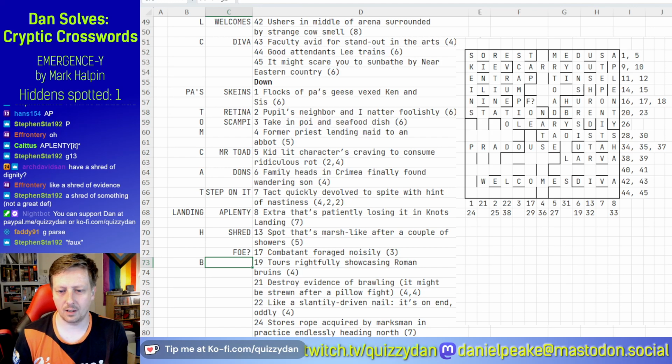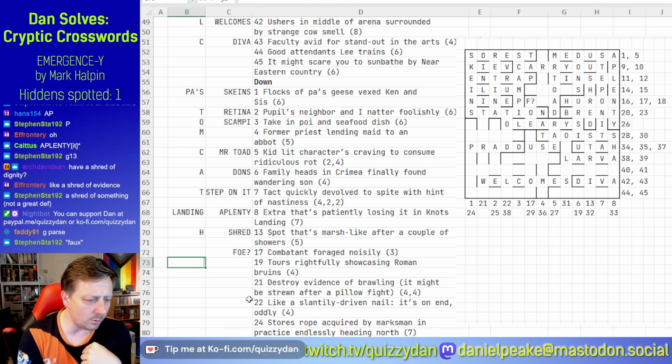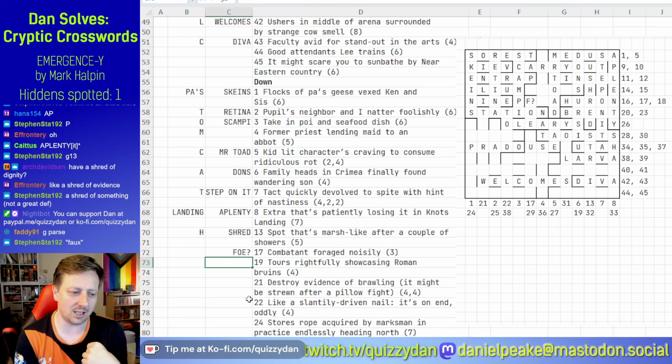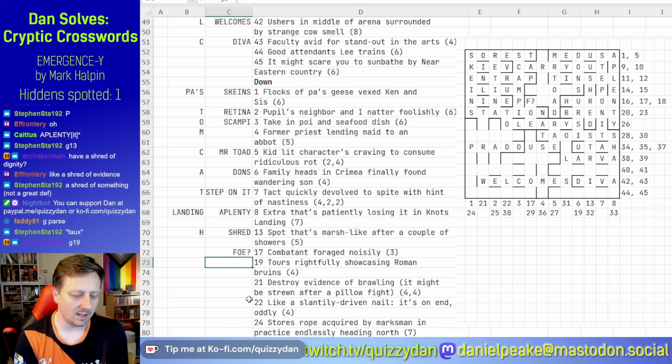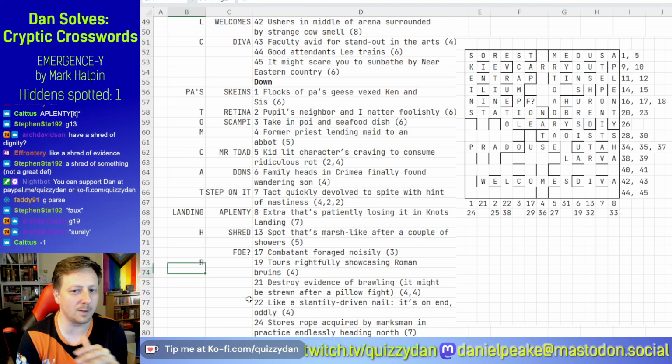19. Well, we have all the letters. Is it a hidden? Oh, so Roman ruins is right. That's cheeky because Tours rightfully has got an extra R in it. This does not get a +1 nor a -1. There is no plussing or minusing of the hidden counter on this one because this is a bit weird. No.